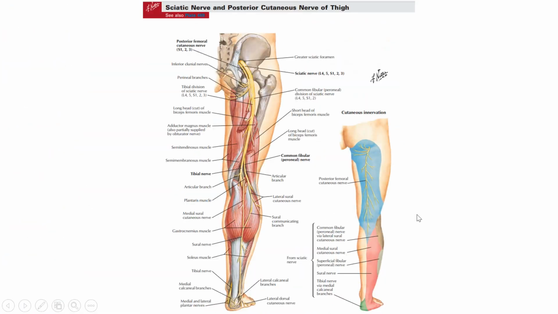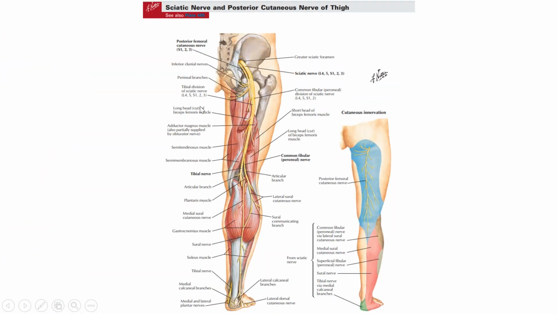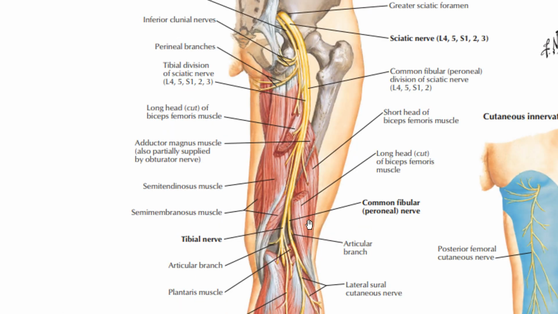Okay. Now, if you look at this common peroneal nerve, it originates from the division of the sciatic nerve within the popliteal fossa. Then this common peroneal nerve winds itself around the fibula, the neck of the fibula, and enters the anterior compartment of the leg.